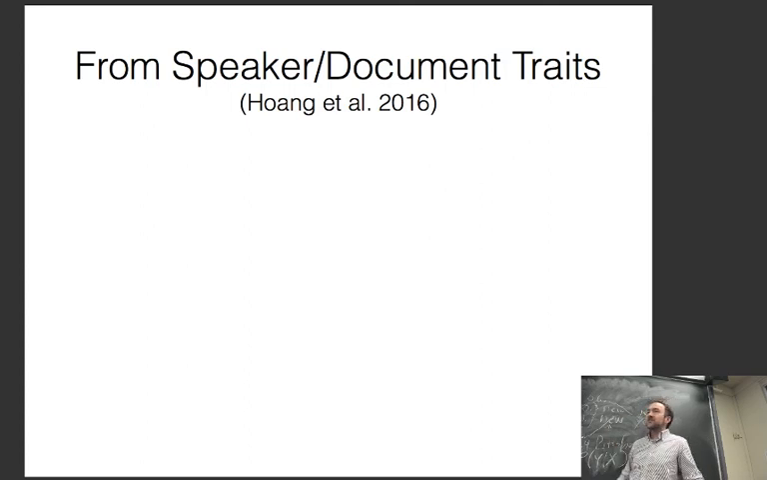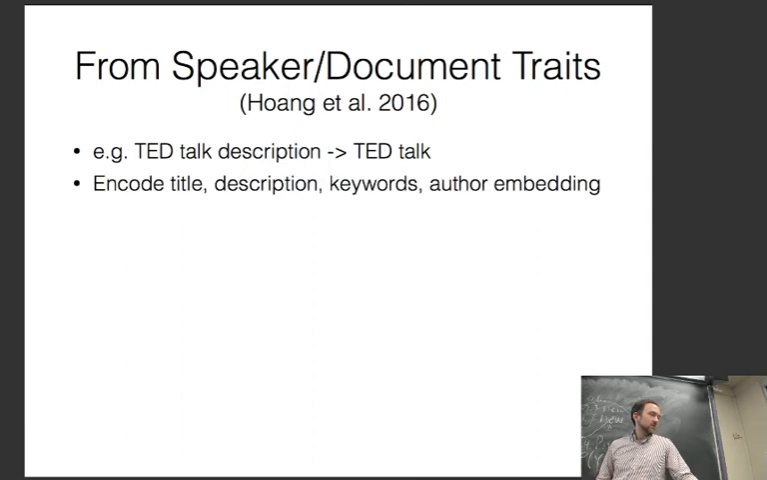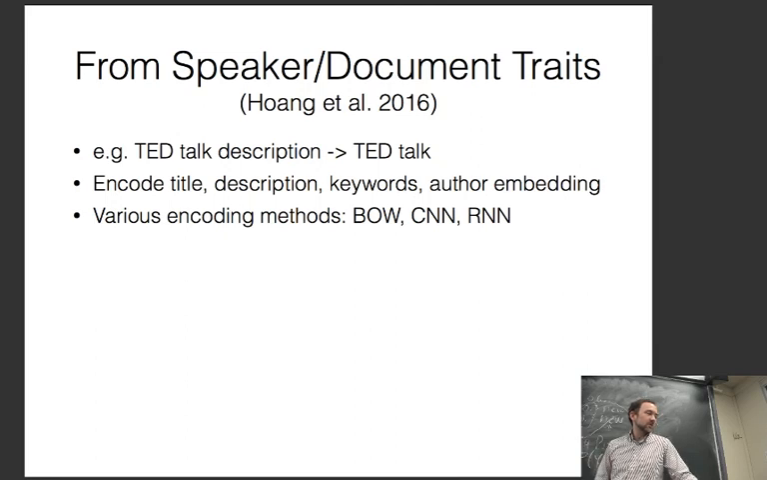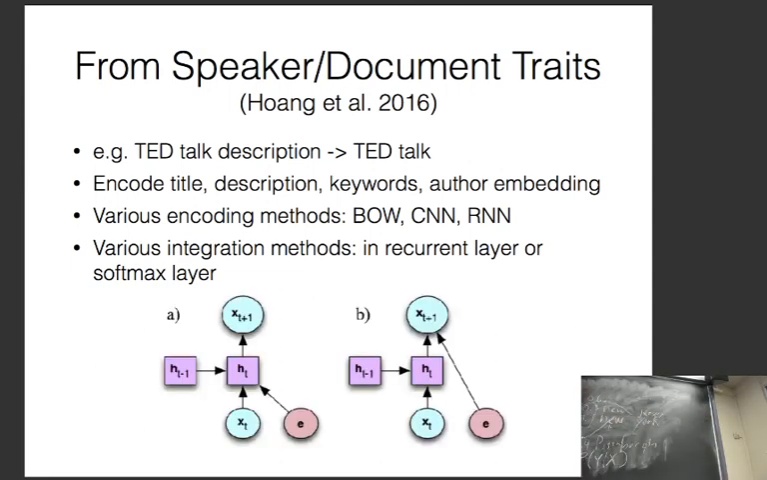So this is another kind of interesting model. Basically what they did was they have TED Talks. So TED Talks, if you're aware of them, are talks by a speaker about a particular topic. And they train a language model that basically goes from the description of the TED Talk to the talk itself. So you encode the title, description, keywords, author embedding, and they use various encoding methods like a bag of words, a CNN or RNN. And they also have various methods for integrating this. They either integrate it into the recurrent layer of the recurrent neural network, or they feed it directly into the softmax layer. So what this allows you to do is basically say, okay, I have a talk with this title by this person, and I'd like you to generate it.